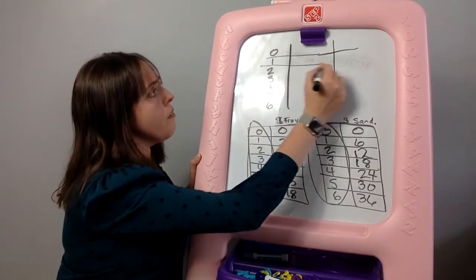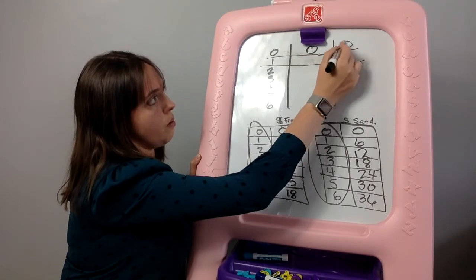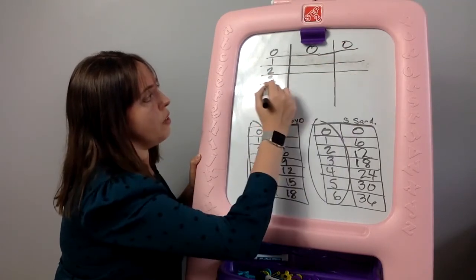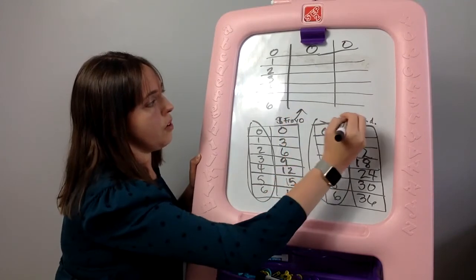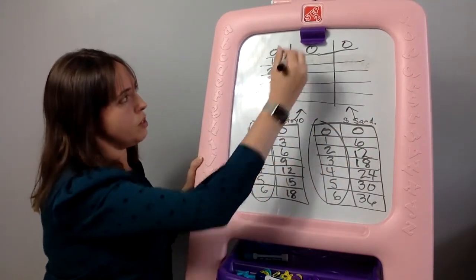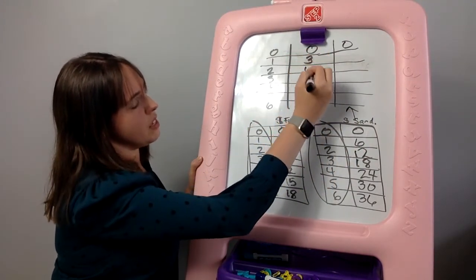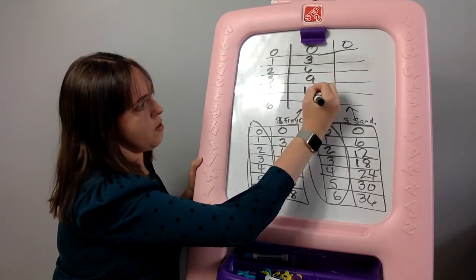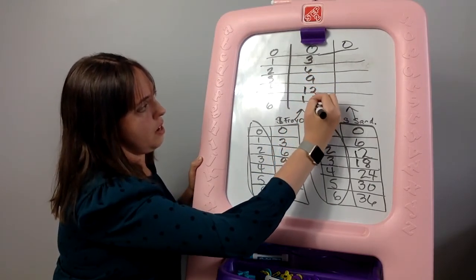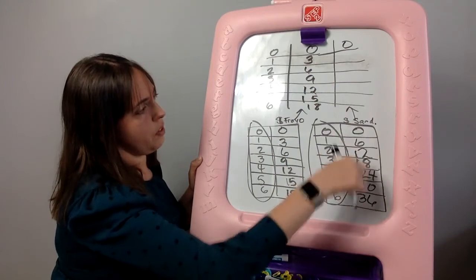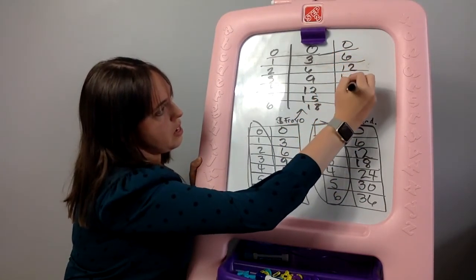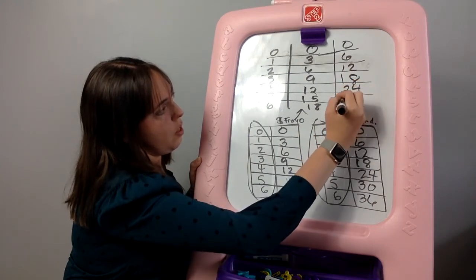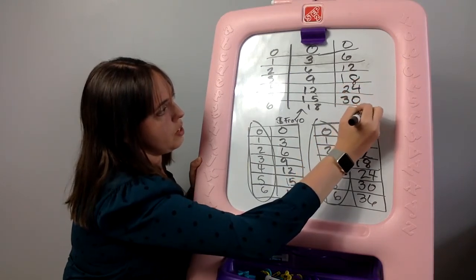So if I buy 0, I've spent 0 on both of them. I'm just going to really fill this in. Didn't leave myself enough room, but froyo is going to go here and sandwich will go here. Okay, so 0, 3, 6, 9, 12, 15, and 18. And I'm going to fill this in here. So 0, 6, 12, 18, 24, 30, and then 36.